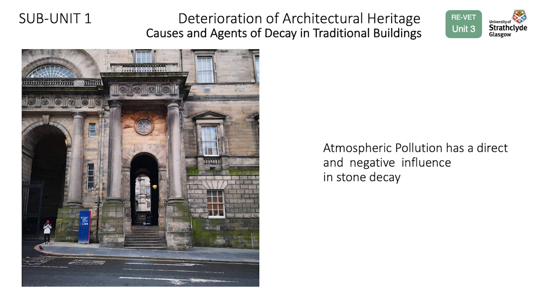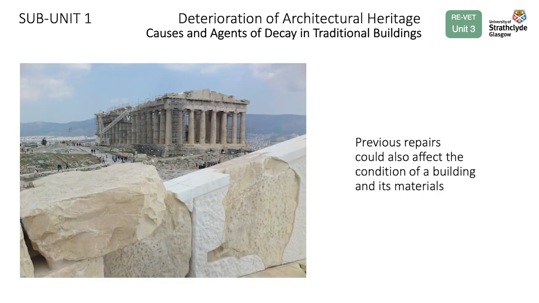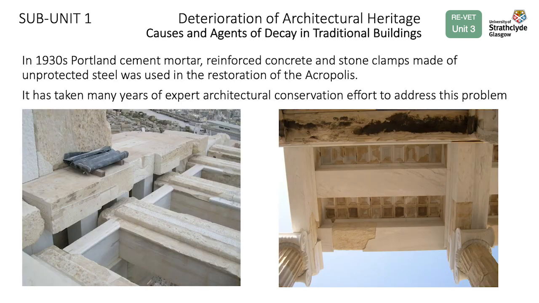Another important agent of decay is human action, starting with atmospheric pollution and chemical attack. For example, there is a direct influence of pollution in stone decay. Previous repairs could also affect the condition of a building and its materials. In the 1930s, Portland cement mortar, reinforced concrete, and stone clamps made of unprotected steel were used in the restoration of the Acropolis, which damaged the original marbles. It has taken many years of expert architectural conservation effort to address this problem.